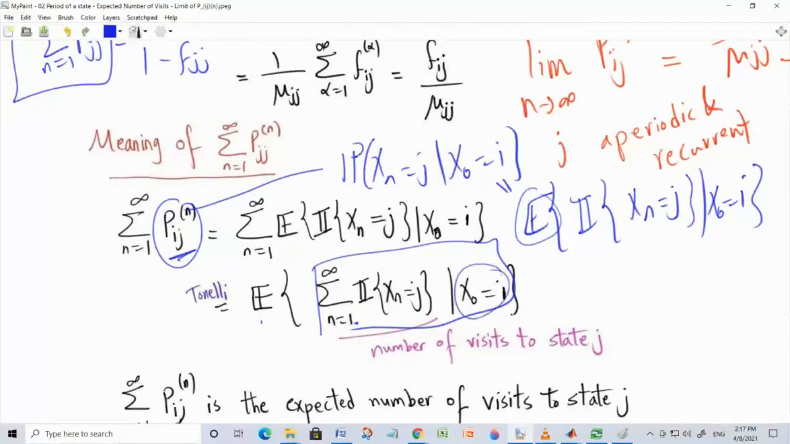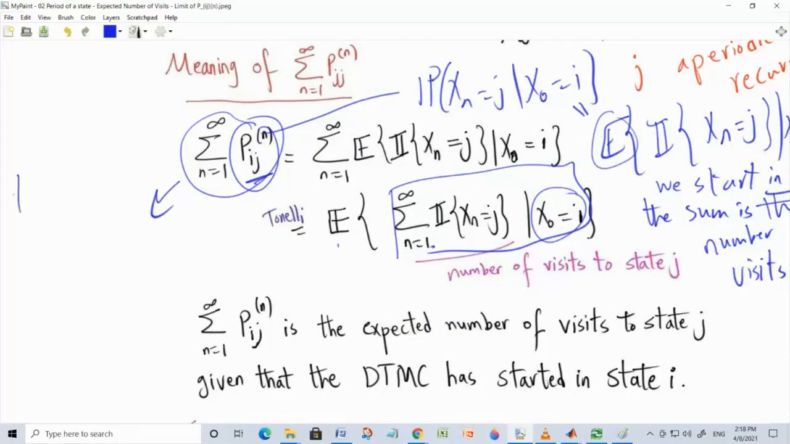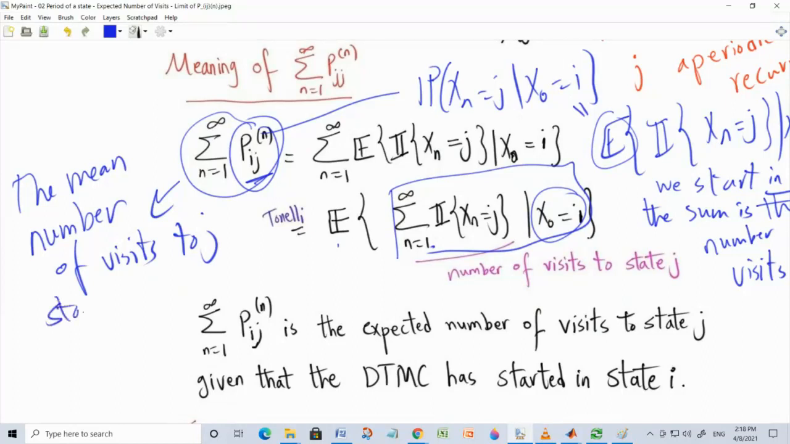What is this? Here we are saying that we start in i, and the sum is the number of visits to j, starting from i. So basically, this summation has a meaning. It's the mean number, or average number, of visits to j starting from i. Okay, so it has a meaning.